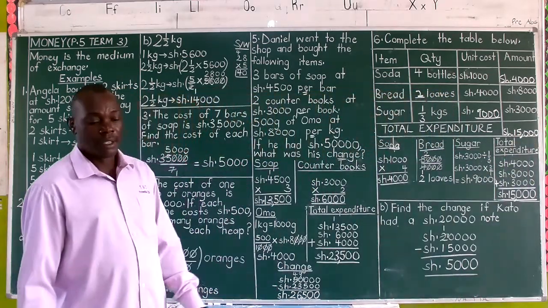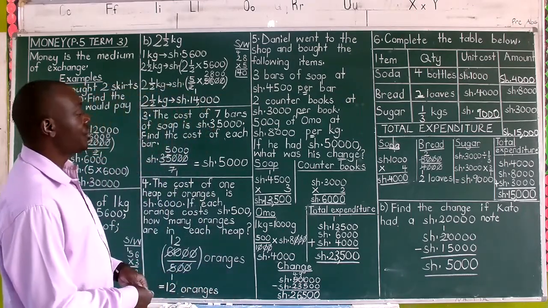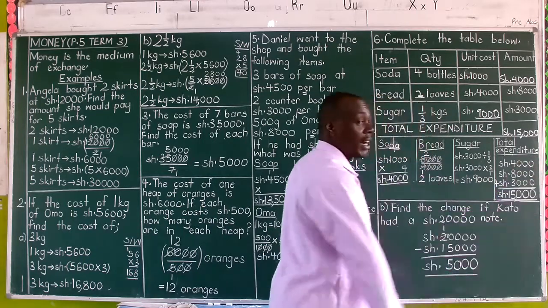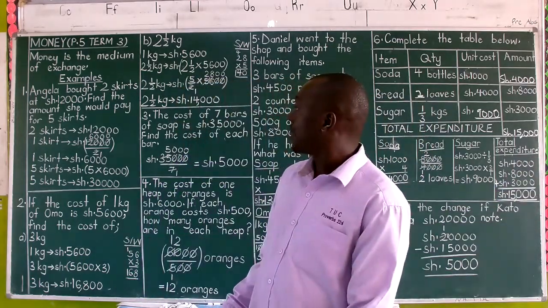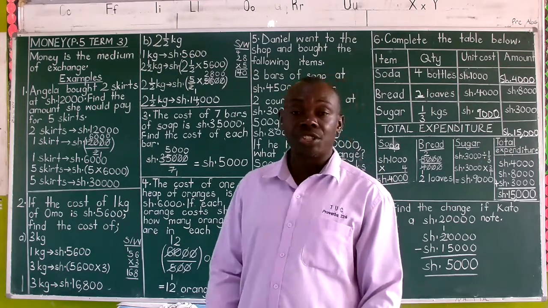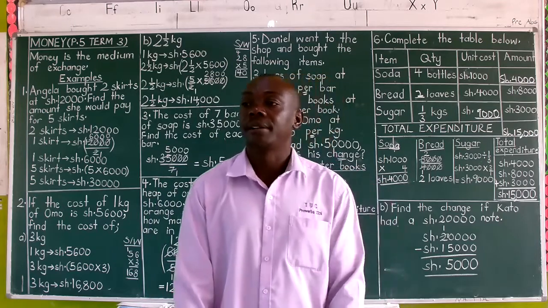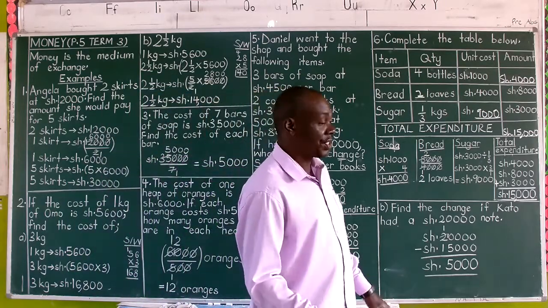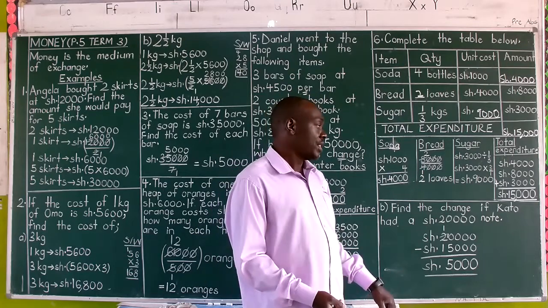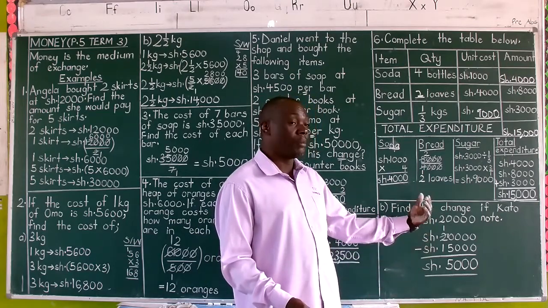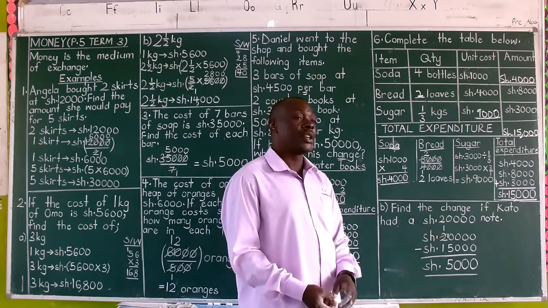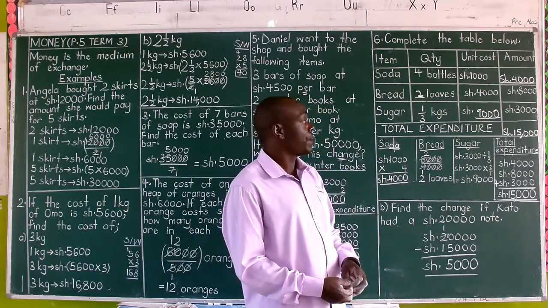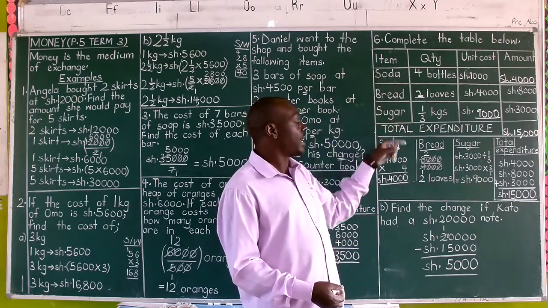And then finally, we have the question here. Find the change if Kato had a 20,000 shilling note. Like I've observed and noted in the example before, change is got by getting the difference between the amount of money one had at the beginning and the total expenditure. So I say difference is the result after subtracting 2 numbers. So here we subtract 15,000 shillings from the 20,000 shillings, for Kato had a 20,000 shilling note before buying any item. Then from which he paid 15,000 shillings total expenditure for these 3 items of soda, bread and sugar.